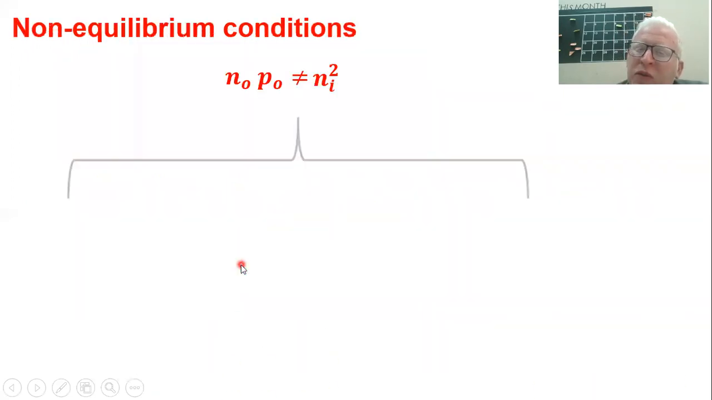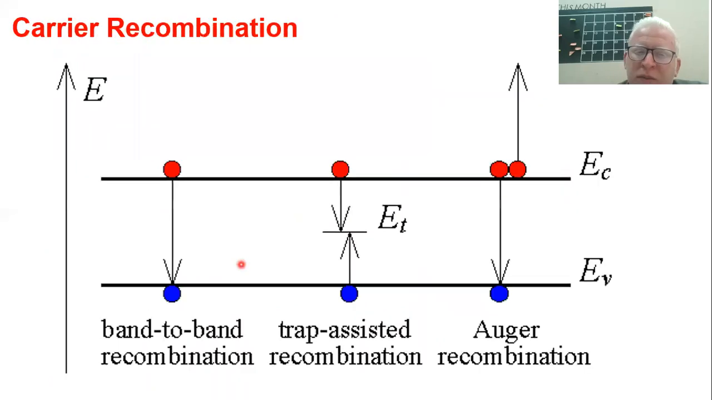Here we have different scenarios for recombination. The first we will call the band-to-band recombination. I mean, it directly means that an electron can leave the conduction band and go directly to the valency band in one stop and then emit either light energy or heat energy. This is what's called band-to-band recombination.